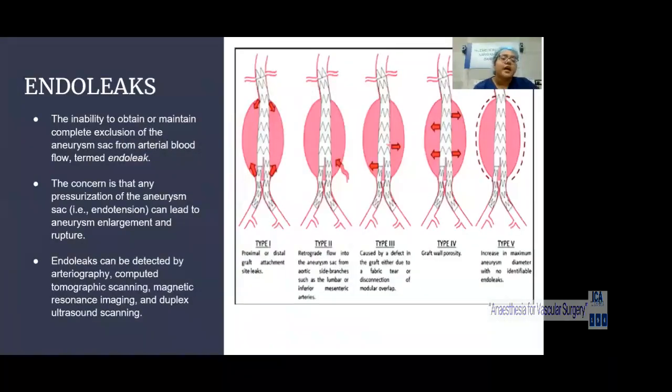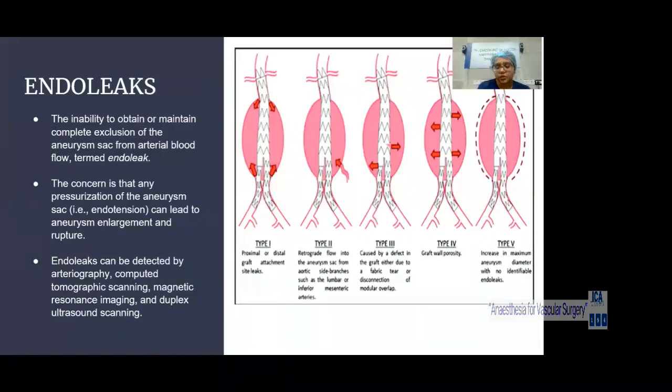Endoleak is a very common complication of endovascular repair. It is the inability to obtain or maintain complete exclusion of the aneurysm sac from the arterial blood flow. The concern is that any pressurization of the aneurysm or enlargement will lead to rupture. Endoleaks can be detected by angiography, CT, MRI, and by duplex ultrasound scanning.